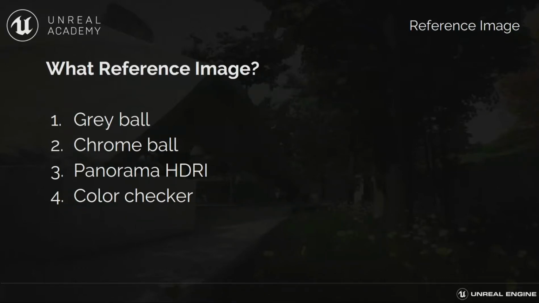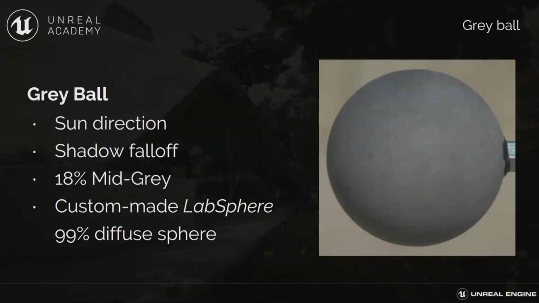So what reference images do you need for look development? The first one is a gray ball, the second one is a chrome ball, the third one is a panorama high dynamic range image, and the fourth, the last one, is a color checker. I will go over each one of these and see why it's needed and how we can capture it well.